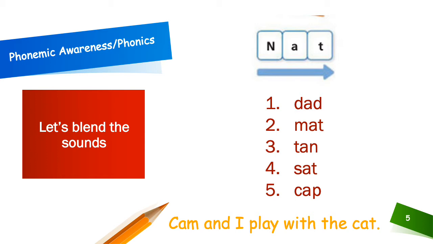Look at the sentence at the bottom in yellow. Take a minute, see if you can read that. Remember, if you get stuck with a tricky word, figure out what the first, second, and third sound is. Cam and I play with the cat. Let's read it all together fluently. Cam and I play with the cat.